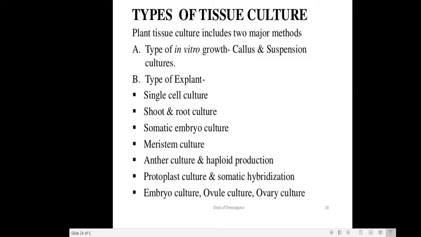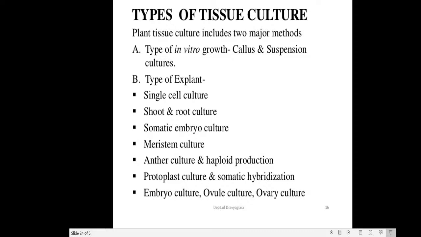Okay, next the important concept is tissue culturing. In tissue culture, we have two different types: plant tissue culture and animal tissue culture. In plant tissue culture itself, we have different methods. One type is in vitro callus suspension growth and explant growth.